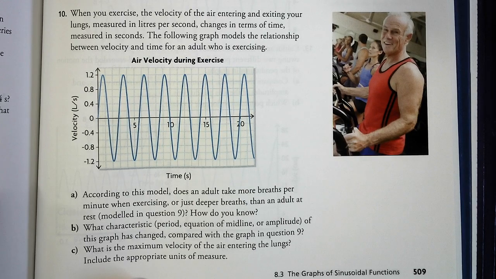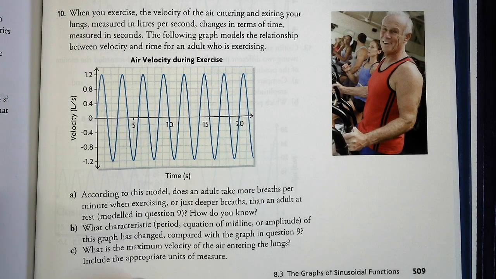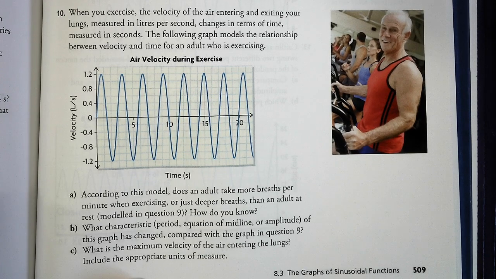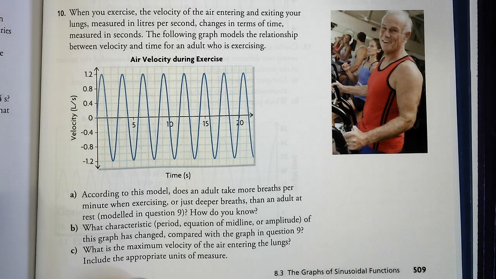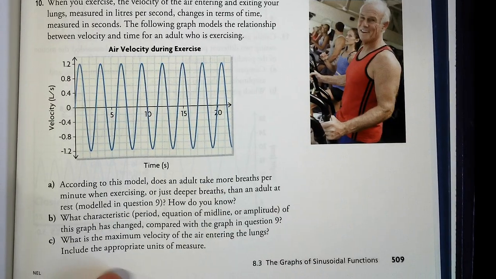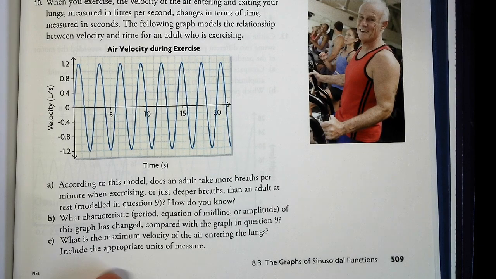So when you exercise, the velocity of the air entering and exiting your lungs, measured in liters per second, changes in terms of time measured in seconds. The following graph models the relationship between velocity and time for an adult who is exercising. So we've got 3 questions to answer. According to the model, does an adult take more breaths per minute when exercising or just deeper breaths than an adult at rest, which is modeled in question 9? We can look to that for comparison. What characteristic of this graph has changed compared with the graph in question 9? And what is the maximum velocity of air entering the lungs?